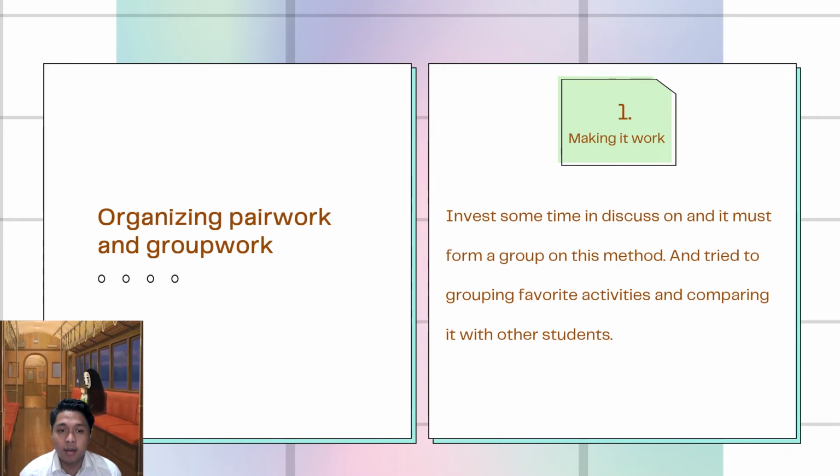In this method, we must use some kind of student favorite activities, like music, sports, or film, or whatever. So we can know what the students are interested in, and we can compare it with other students. So we can see the different favorite activities between one student and another.